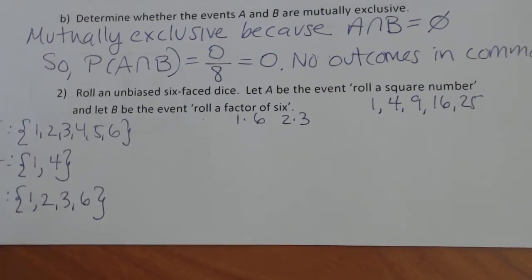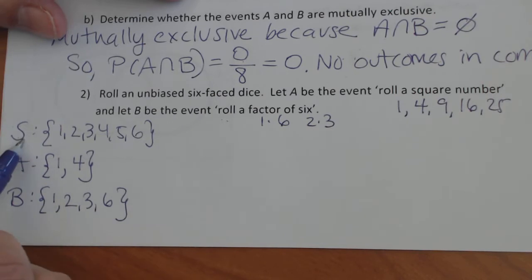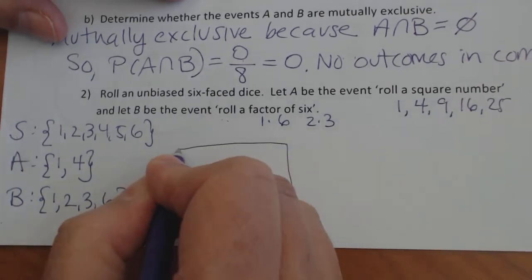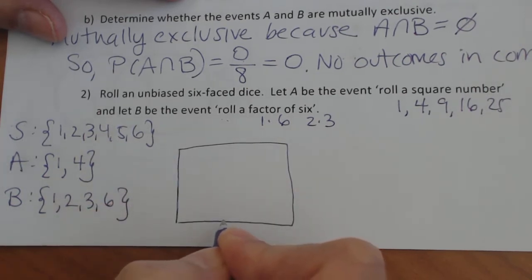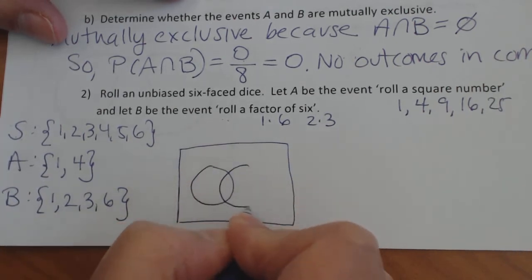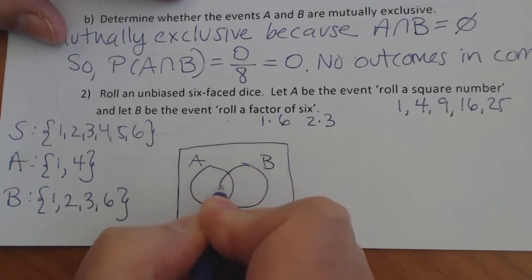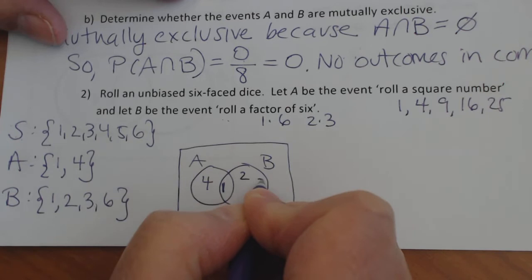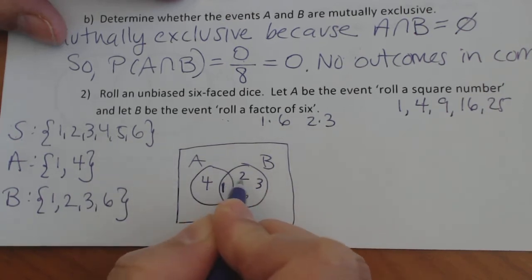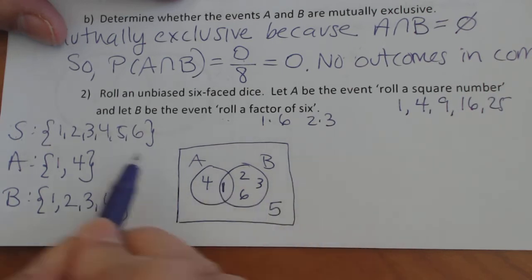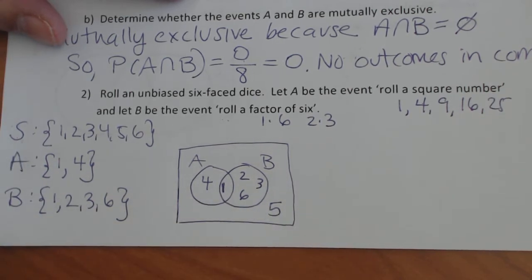Okay, so let's draw a Venn diagram because we have our sample space, we have A, and we have B. Let's see if they share any numbers in common. Looking between here and here, I do see that they share a number in common, and that number is 1. So automatically they do overlap, and the number that they overlap with is 1. 4 is here, 2, 3, and 6. 1, 2, 3, 4. I'm missing 5, so that's on my outside. And I have all of my numbers from my sample space, so that's my Venn diagram.